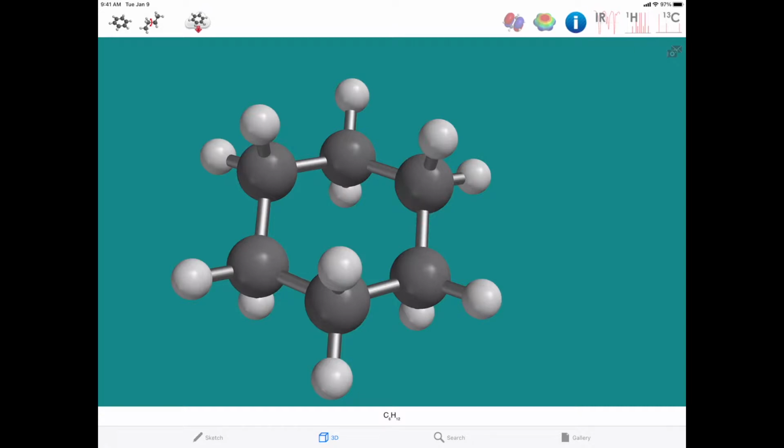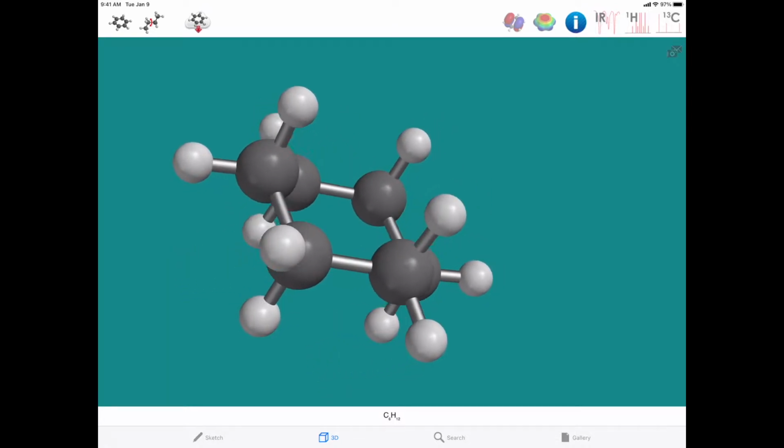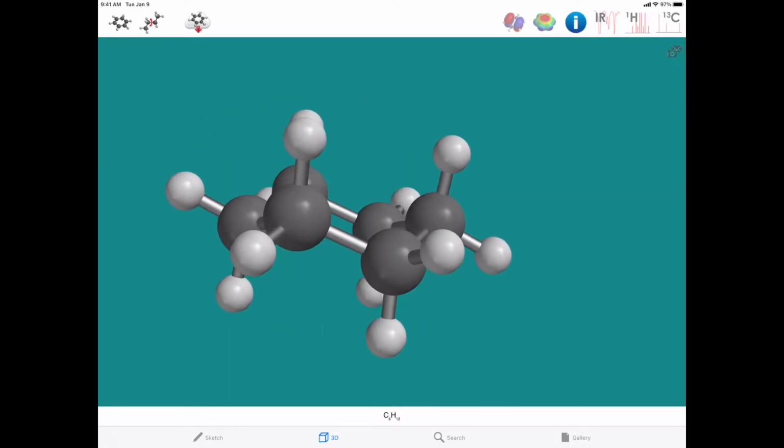Six-membered rings are pretty easy to make in OChem, and it's the best, the most well understood ring system, where we understand the most about the conformations of this six-membered ring. So this particular conformation has a name.